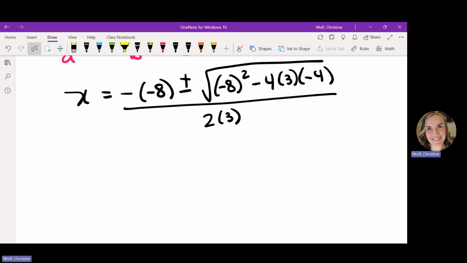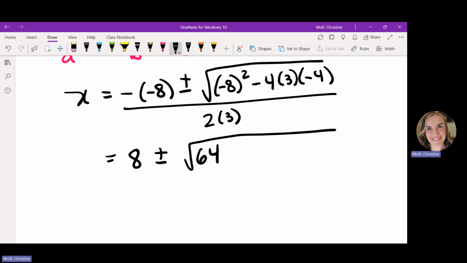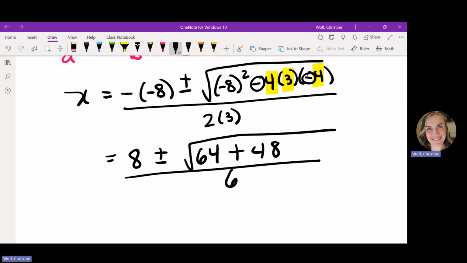Now when I clean this up, negative negative 8, I actually have 8, plus or minus. This guy will always become positive, because when you square it, whether negative or positive, it will be positive. Then I ask, what's 4 times 3 times 4? I actually just ignore the symbols for now. 4 times 3 times 4 is 48. But then I look at the symbols and see I have 2 negatives involved. 2 negatives make a positive, so I should have a positive 48, all over 6.